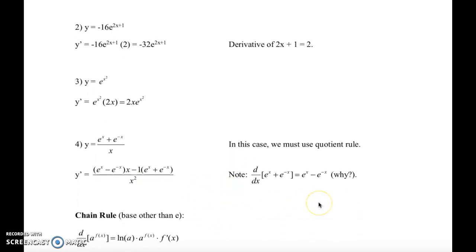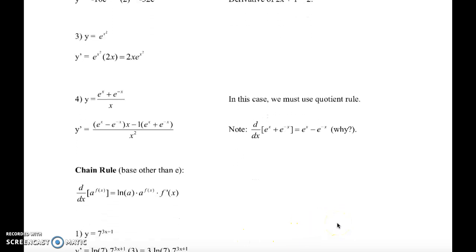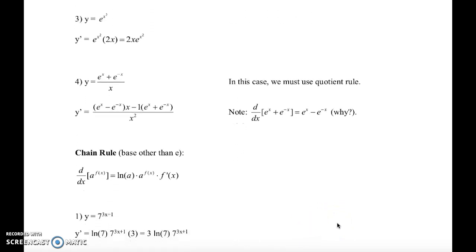For any other bases other than e, remember we have that ln rule here. So we're going to have to use our ln of our base times our base to whatever power, which is our rule. And then we're going to also multiply that by the derivative of that exponent if it's anything other than x.